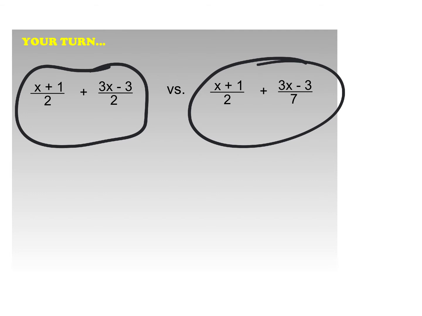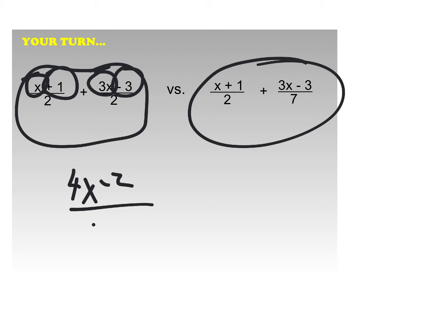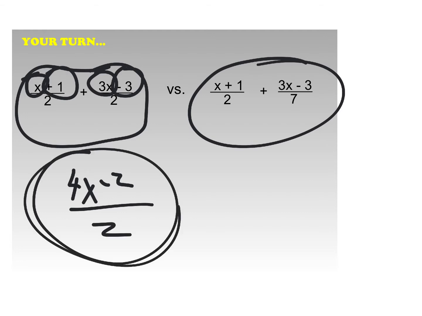All right, and this one, x and 3x made 4x. 1 and negative 3 made negative 2. And the denominator is a 2, and there you go. 4x minus 2 over 2. Raise your hand if you had that one right. Okay, cool. Question? Simplify that to 2x minus 1.